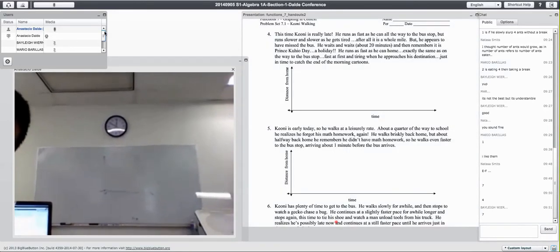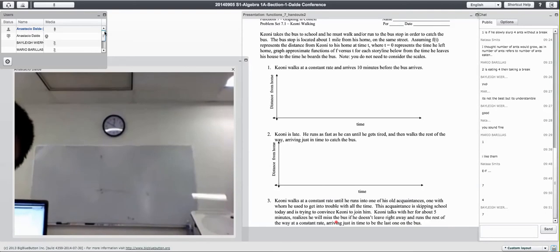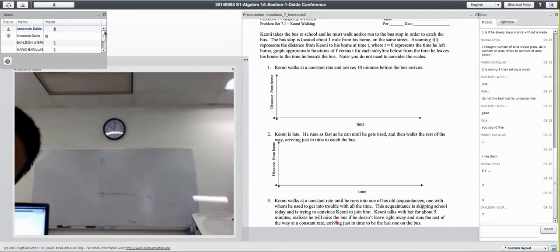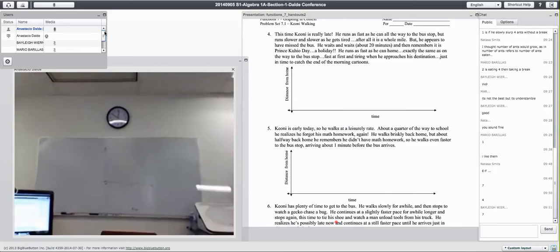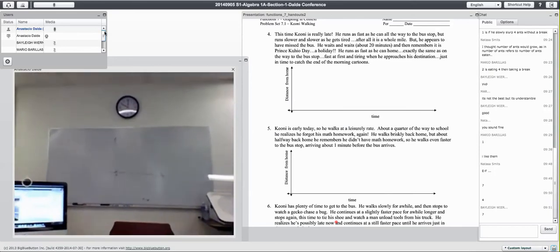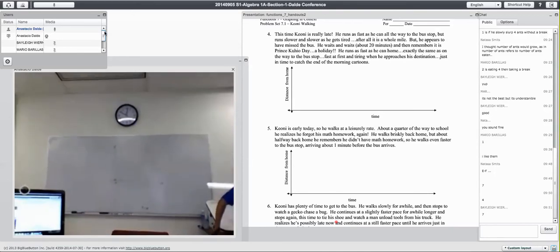I want to read the scenario because I kind of want to do that. Oh, no. All right. There you go. All right, go for it. Read it and act it. I'll be the bus. There's a bus stop. Alright, ready?